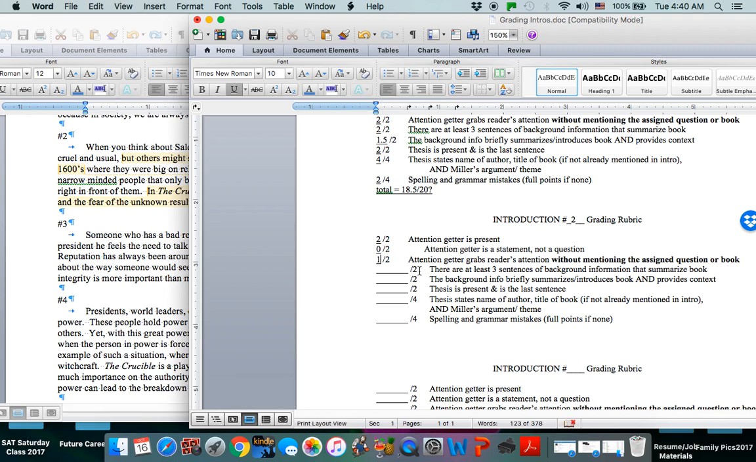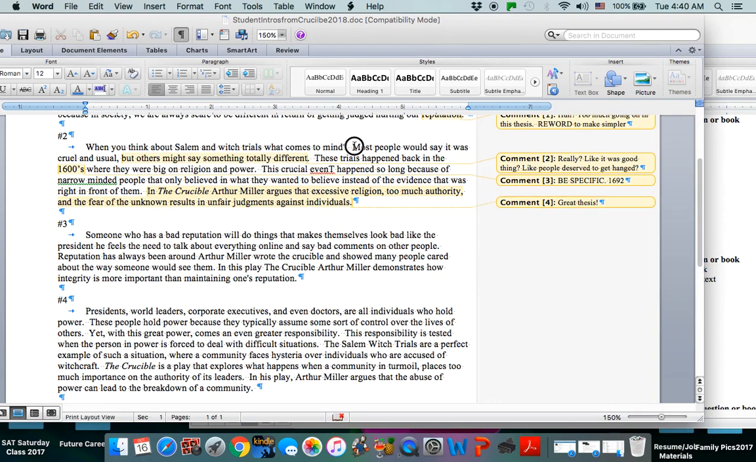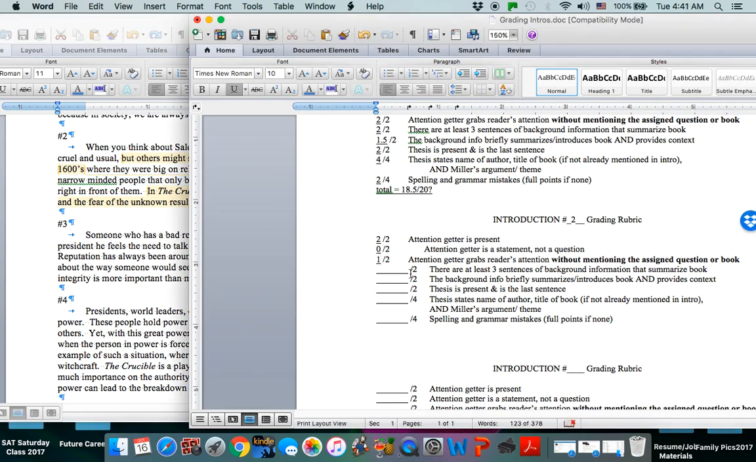There are at least 3 sentences of background information that summarize the book. Okay, let's count our sentences again. Again, background information is everything in between that first and last sentence. So I got 1, 2, 3. Yep, okay, sweet, good. All right, 3 sentences of background information. Summarizes or introduces the book and provides context. Yeah, I think it does that. Okay, thesis is present and is the last sentence. Yep. Thesis states name of author, title of book, if not already mentioned, and the argument. Yes. Spelling and grammar. I'm going with the 2 on this one because of the word event.